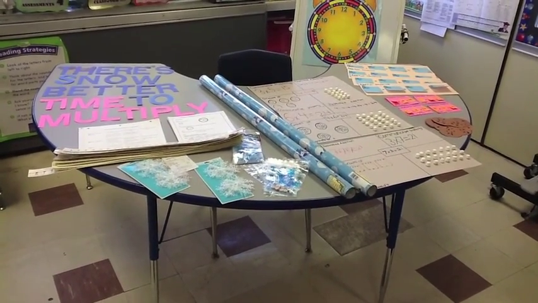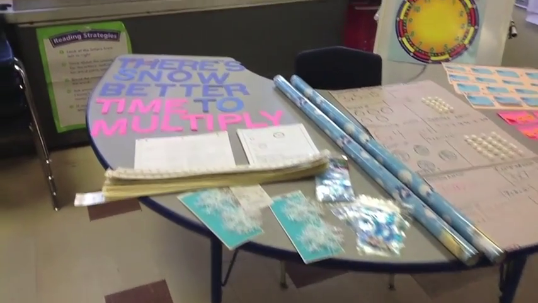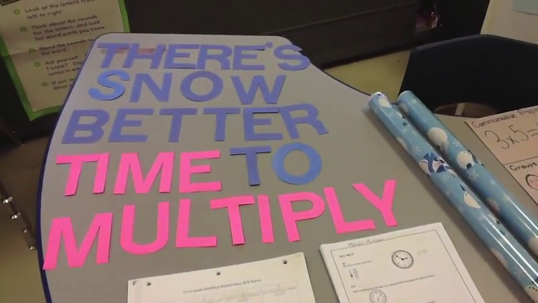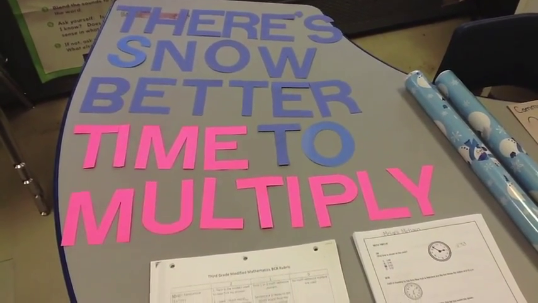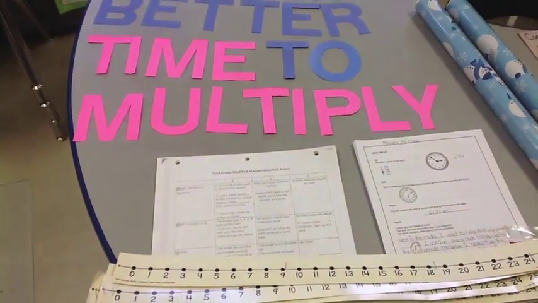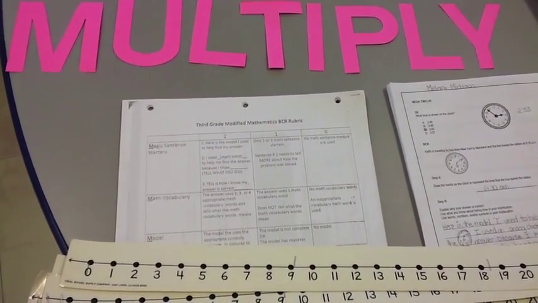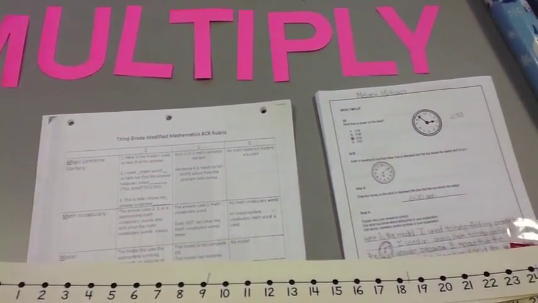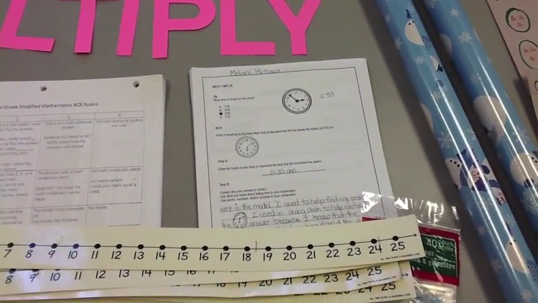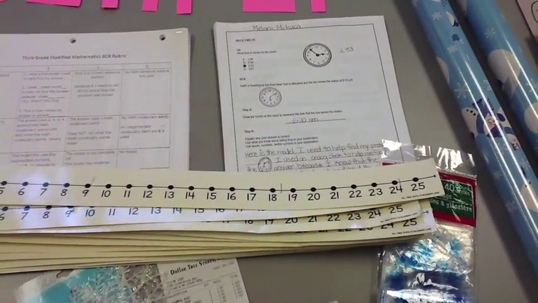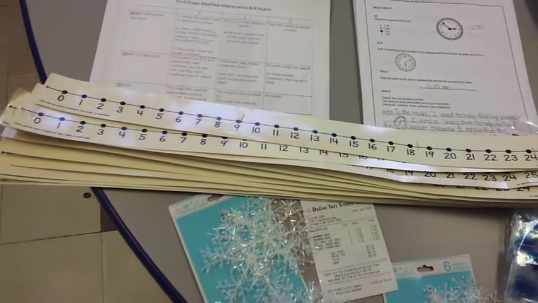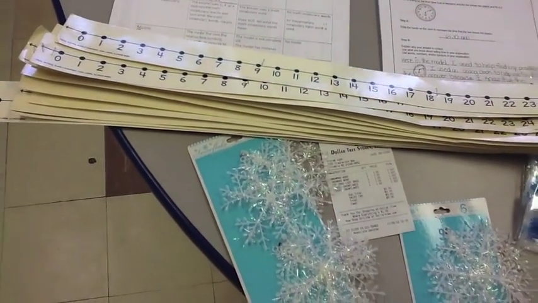In this video, I'll share how I was able to design my December standards-based bulletin board display and model how I prepared student commentary. Here are the materials I used. I used die cuts to express the phrase, "There's snow, better time to multiply," to title my board. This captures both the winter theme of the board as well as informs readers of the skills that students are learning. I also have copies of the student work and evaluating rubric.